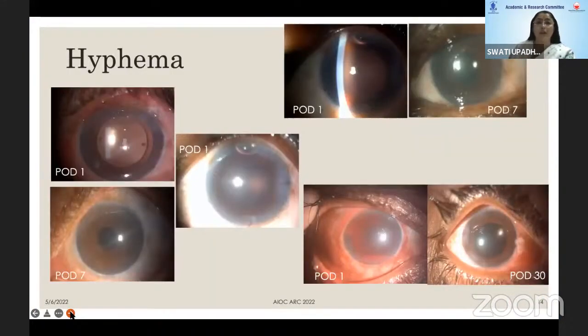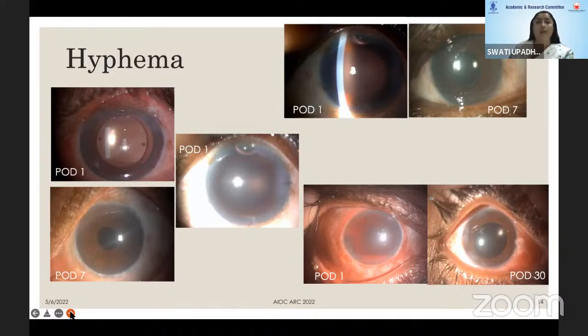Hyphema. You can have a variety of hyphema. If you're lucky enough, the patient will not have hyphema on POD1, but you can have diffuse microhyphema, or you can have a layered hyphema. We don't have to panic if we have counseled the patient well before surgery that yes, some amount of bleeding will be there because we are opening the 360-degree channel. Within 1 week, the blood will resolve.